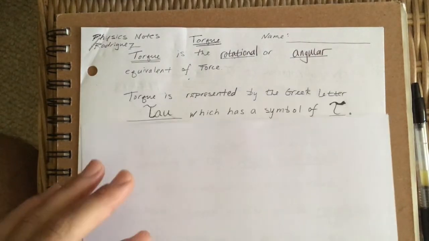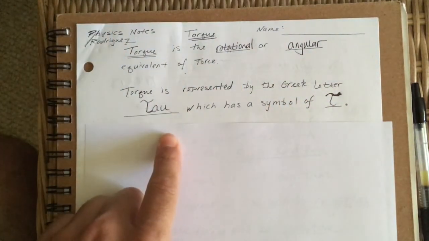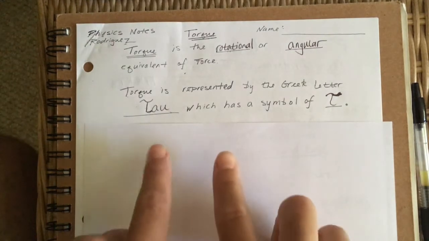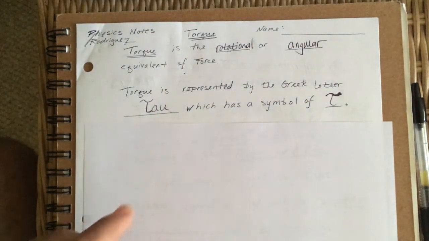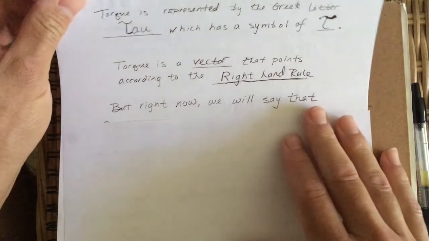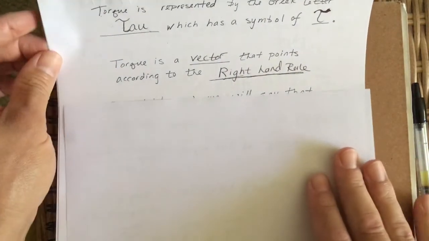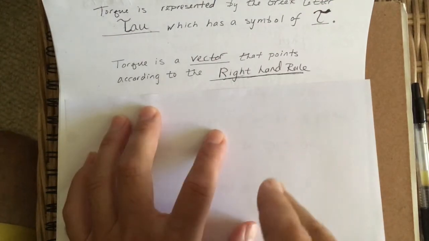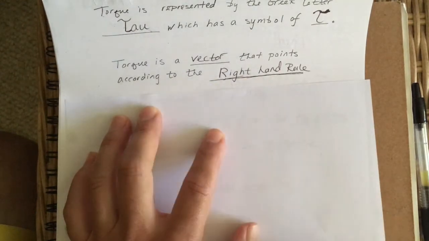So torque is the rotational or angular equivalent of force. And this makes sense because we had angular equivalents for position and velocity and acceleration. Torque is represented by the Greek letter tau, which looks kind of like an uppercase cursive T. Torque is a vector. And we're going to talk about it being clockwise or counterclockwise, but that's not quite true. Vectors don't curve. Vectors only point in straight lines, so it's either going to be into the paper or out of the paper, and we'll explain that by the right-hand rule.